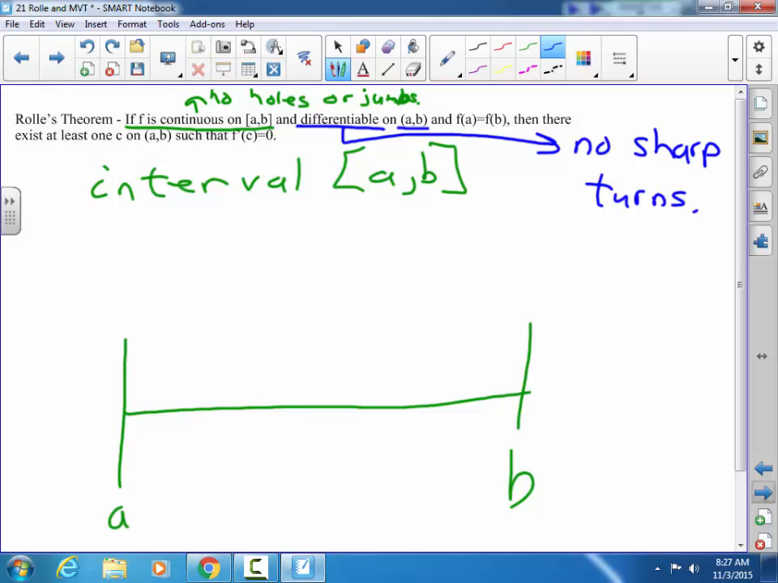Notice that the (a, b) this time has parentheses around it. How is that different than the square brackets? It doesn't include a and b. So it's only differentiable from as close to a as we can get to as close to b as we can get. So we know that it starts at a, it ends at b, and it has to be smooth in there. And one other criterion for Rolle's theorem says f(a) equals f(b). What does that mean?